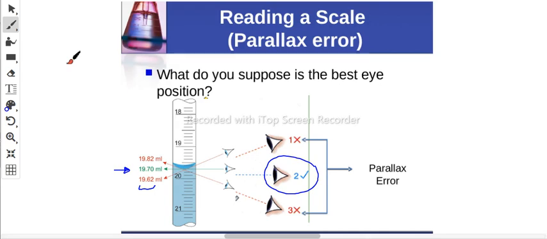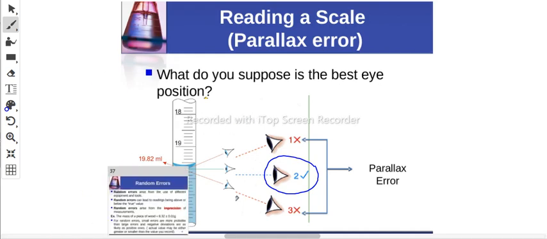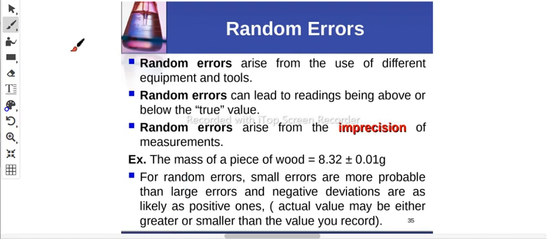Usually, the parallax error is classified under random error since it doesn't have one direction unless you know exactly the position of your eyes. So for each trial, if you know exactly your eyes are above or below, we can classify the parallax error as being systematic. We're going now to start with random errors.